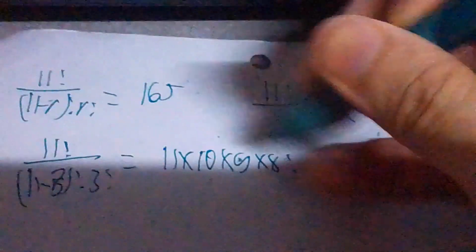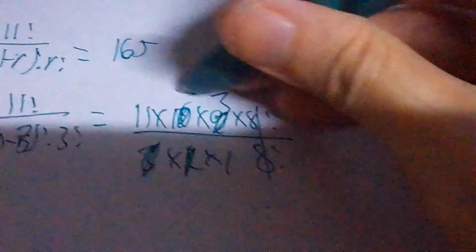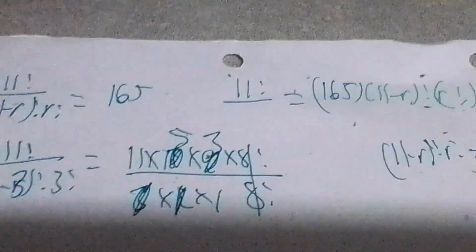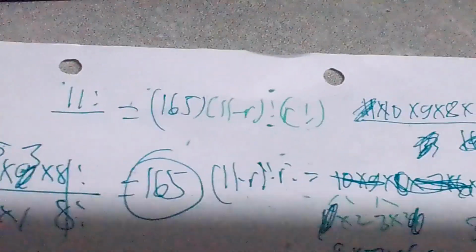So again, we have 11 factorial over 11 minus 3 factorial times 3 factorial. Of course, 11 minus 3 factorial will become 8 factorial. 11 times 10 times 9 times 8 factorial. 8 factorials, they cancel out. 3 times 2 times 1. 3 and 9 through 3, 2 and 10, 5. So 5 times 3 makes 15. 15 times 11 is 165. So therefore, that is the correct answer. So therefore, r is equivalent to 8 or r is equivalent to 3.